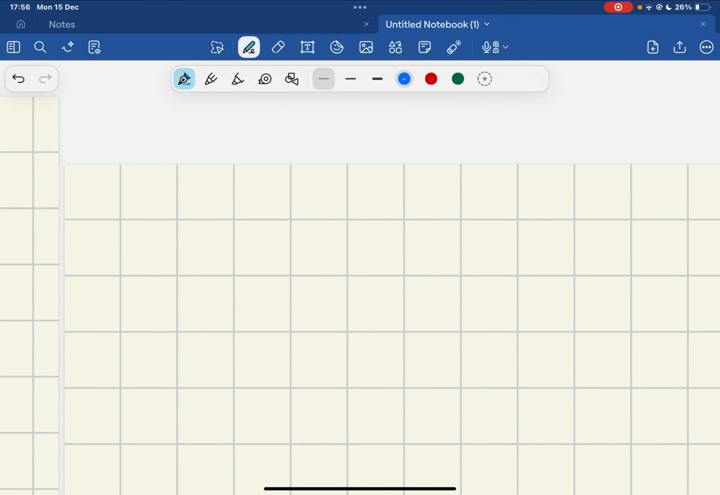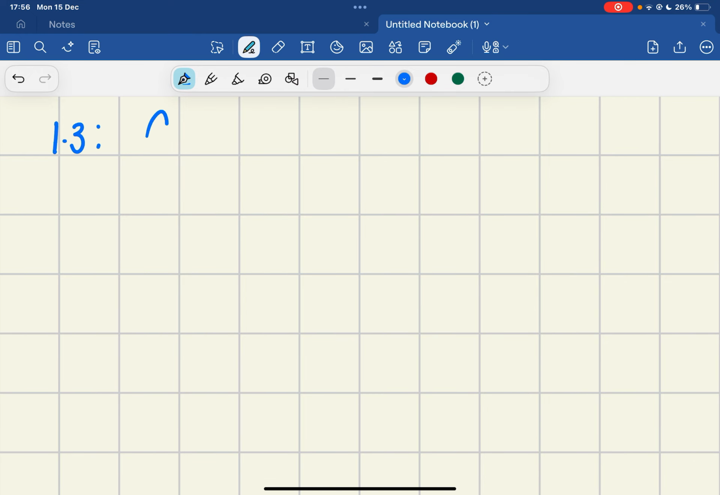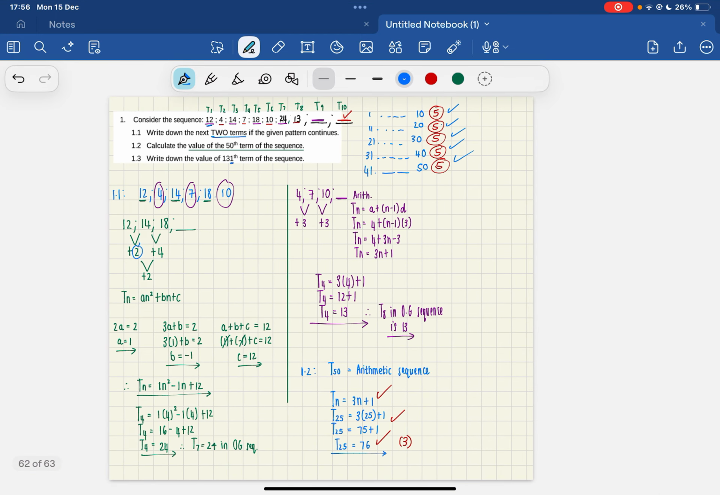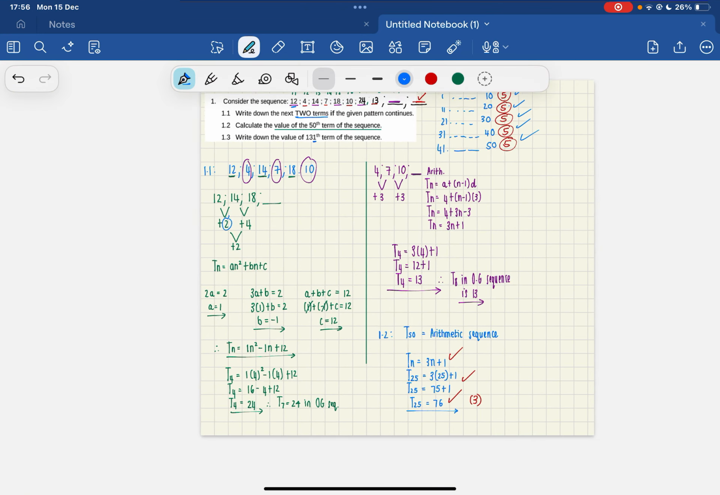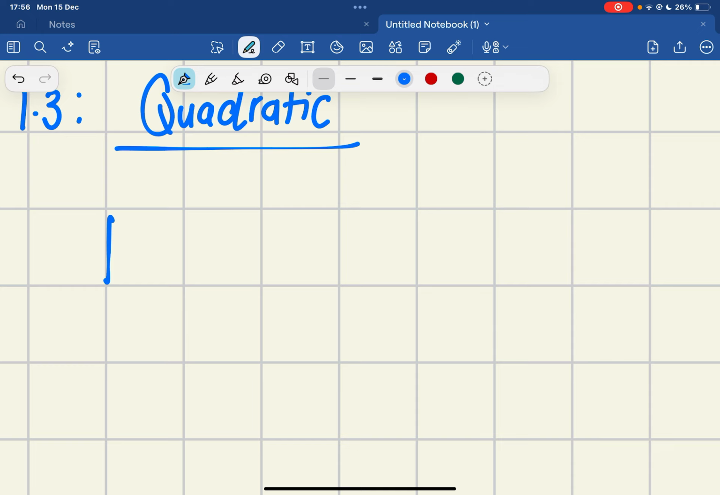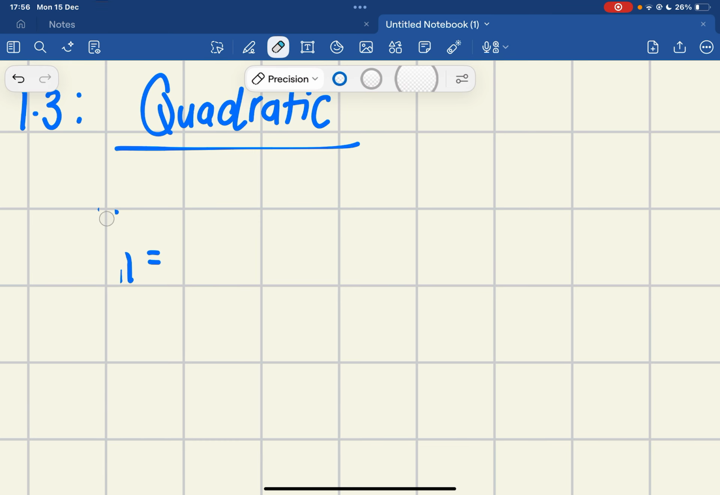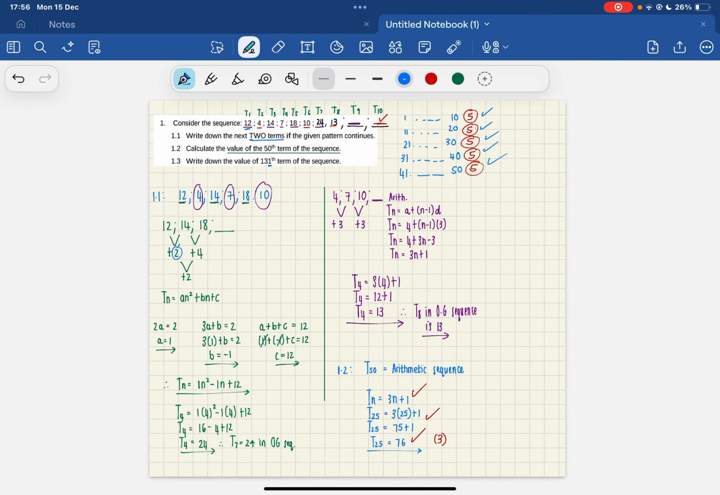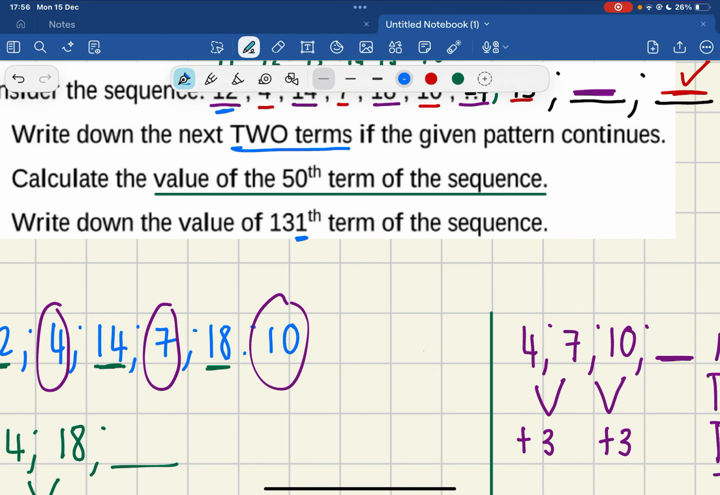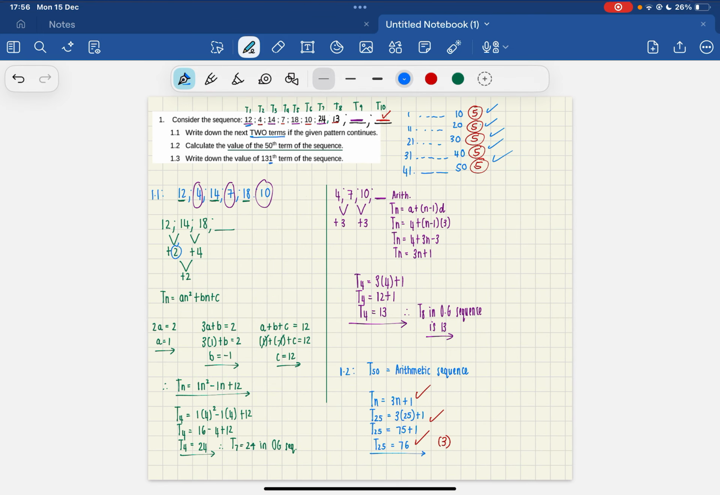Now question 1.3. We know that we'll be dealing with our quadratic sequence. And I apologize for writing a bit ugly now. So the formula that we got was n squared minus 1n plus 12. So T of n is equal to n squared minus 1n plus 12. Just make sure, double check, perfect. Now we said, write down the value of the 131st term, okay?